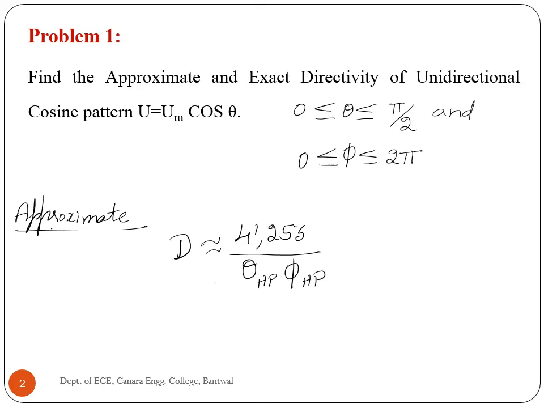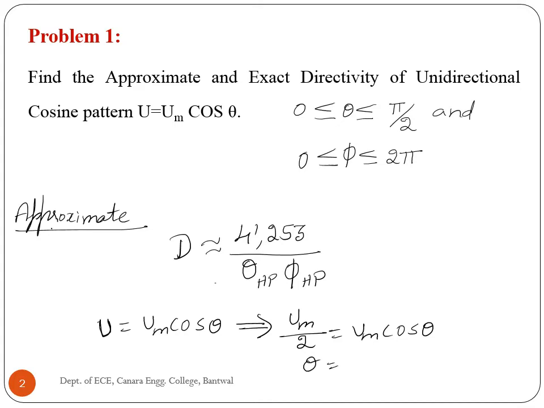To find that, consider the pattern U equal to Um cos theta. We know that at half power points, radiation intensity U is half, that is Um by 2, which is equal to Um cos theta. Therefore theta equals 60 degrees, and theta HP is equal to 2 theta, which is equal to 120 degrees.